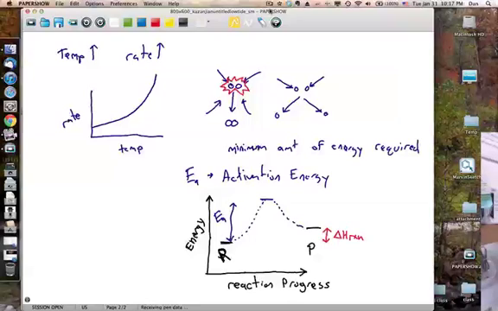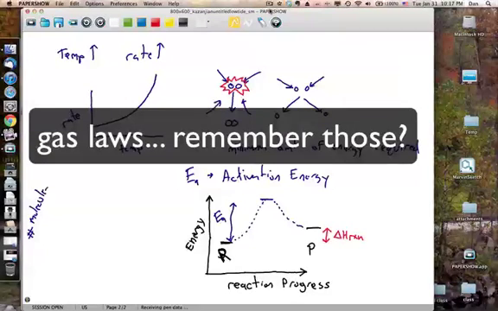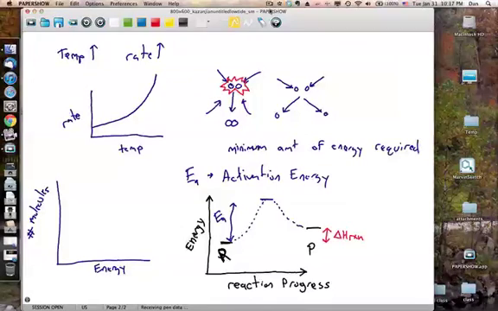If you remember our graph from kinetic molecular theory, where we have a number of molecules versus the energy of those molecules, it would look something like this curve, and this would represent the average energy, sort of the root mean squared average kinetic energy.